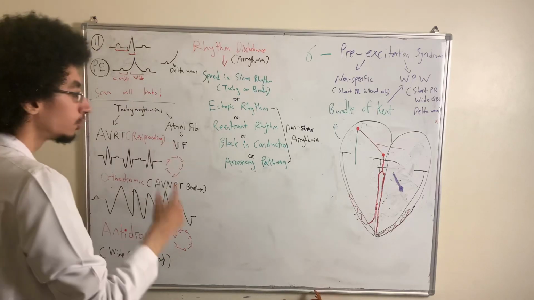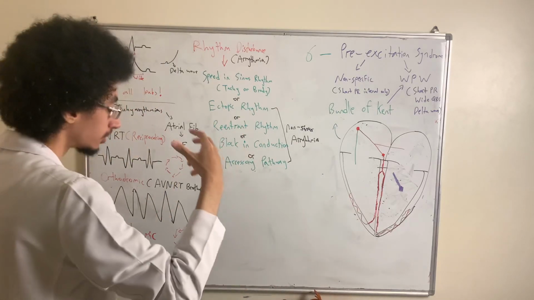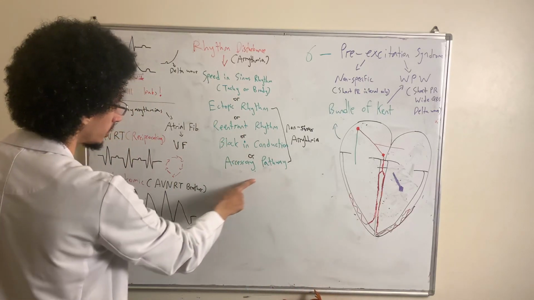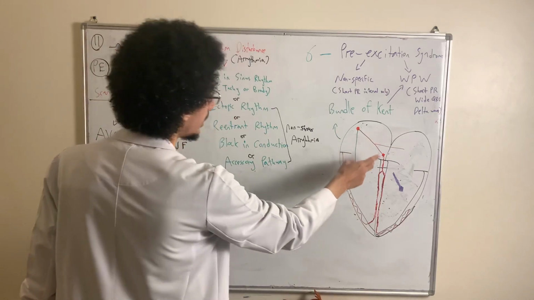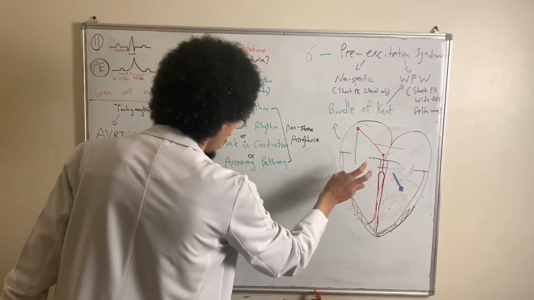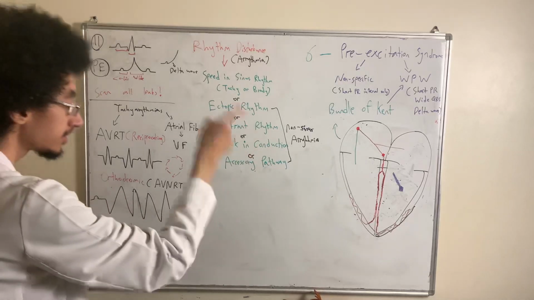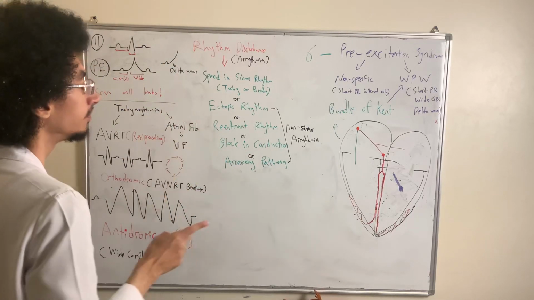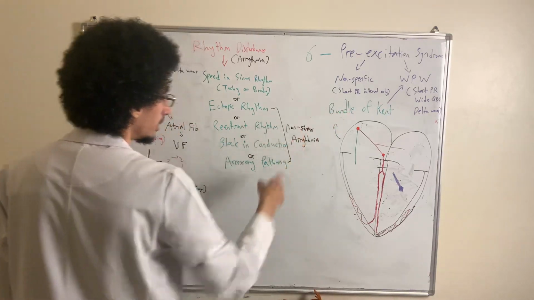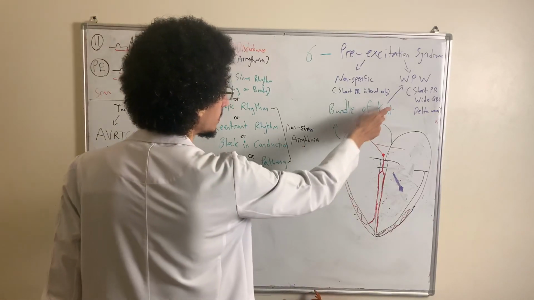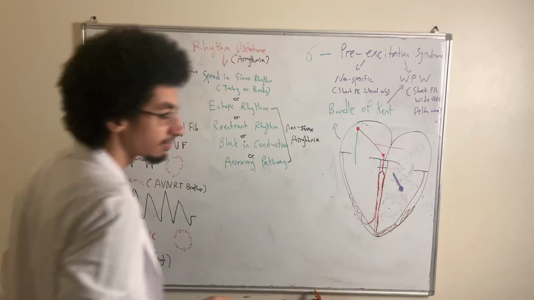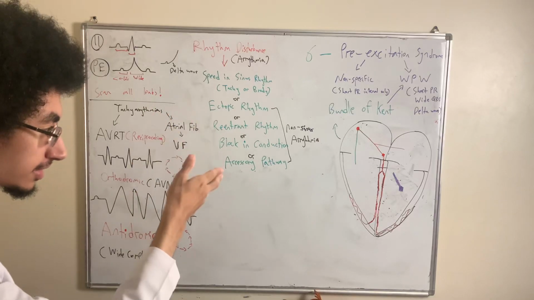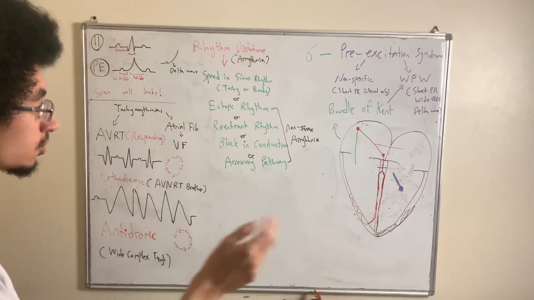How? Due to a congenital cause, or a congenital development of an accessory pathway between the atrium and the ventricle. And they gave this accessory pathway a name. They call it the bundle of Kent. And this is specifically in people with Wolff-Parkinson-White disease, or syndrome.